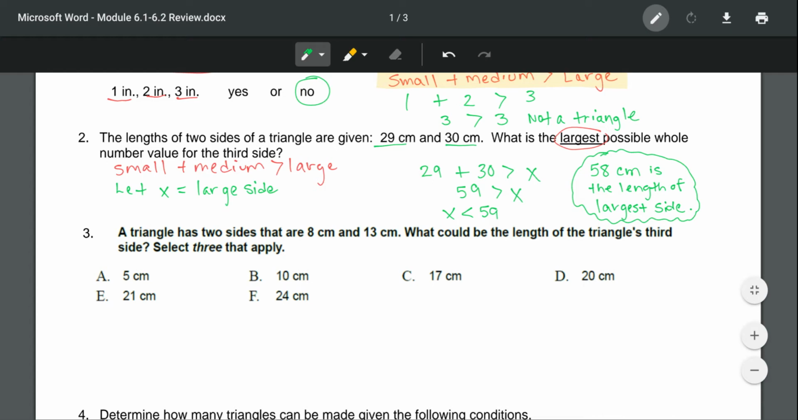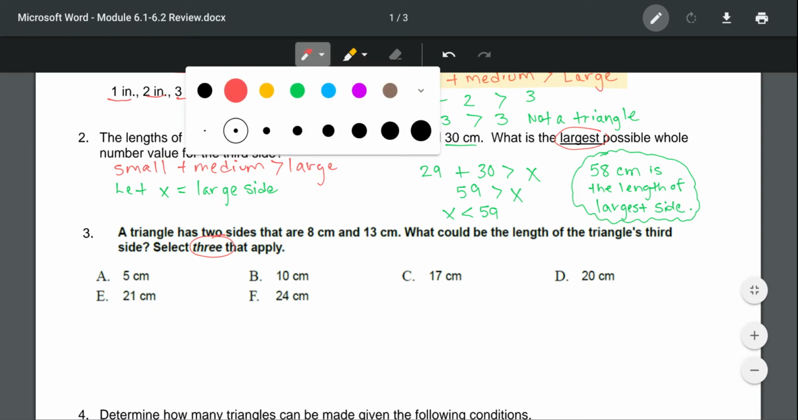In number 3, it says that a triangle has two sides that are 8 centimeters and 13 centimeters. What could be the length of the triangle's third side? Select 3 that apply. So it's going to be very important that you read the instructions. There's going to be 3 answers, so if you don't have all 3, this problem would get marked completely wrong. So make sure you select all 3 of them. There are different approaches to do this problem. I'm going to show you the way I would do it.